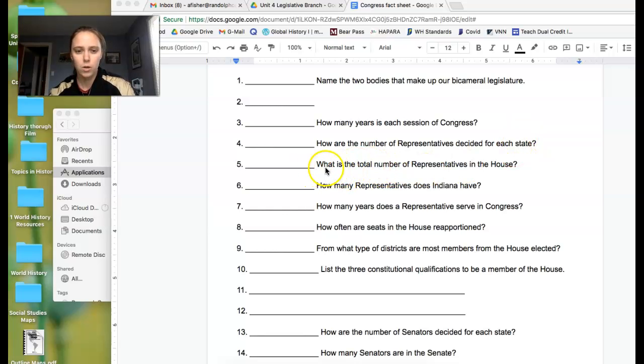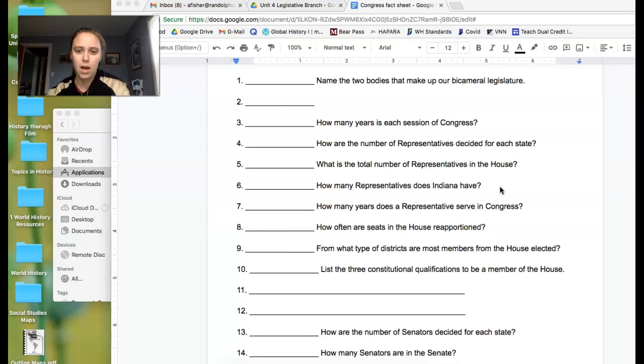Let's see here. Question 5. What is the total number of representatives in the House? It is 435. So that gets divided up between everybody. Number 6, how many representatives does Indiana have? They have 9. Again, based on population. When you start dividing everything up based on population, we're left with 9 people in the House.